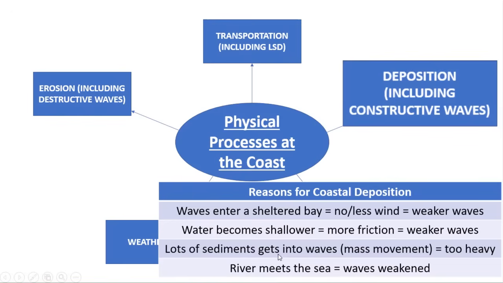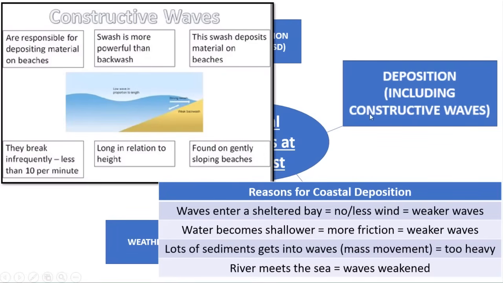And then if the river meets the sea, both of the flows are going in the opposite direction, so the waves are weakened and they'll deposit, as will the river when it does the same. Now constructive waves often deposit material, and that's largely because they're not very powerful waves. They tend to sort of dribble up in the swash.